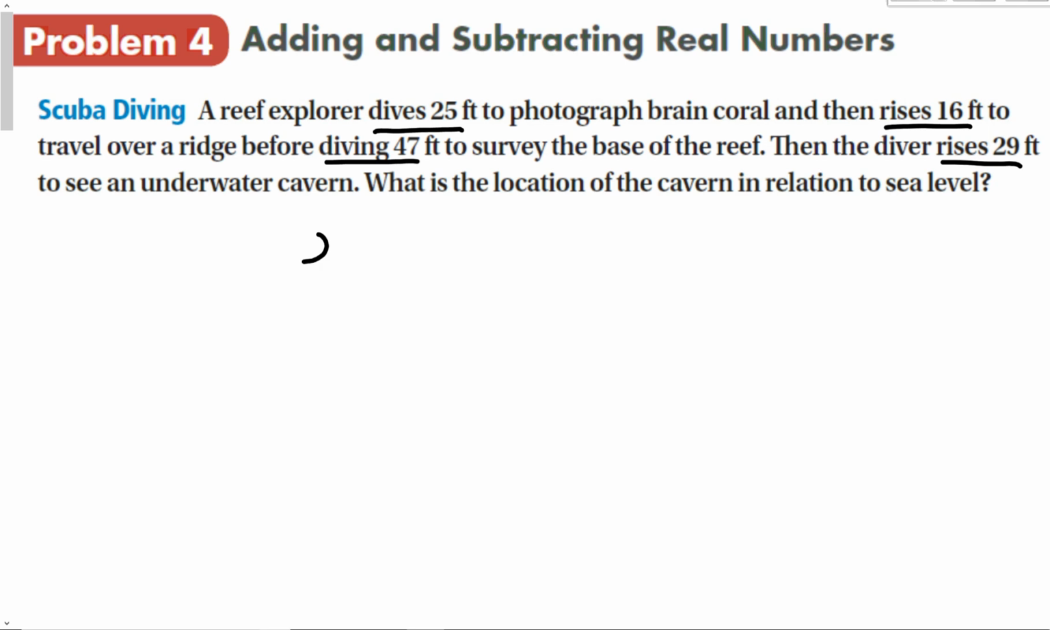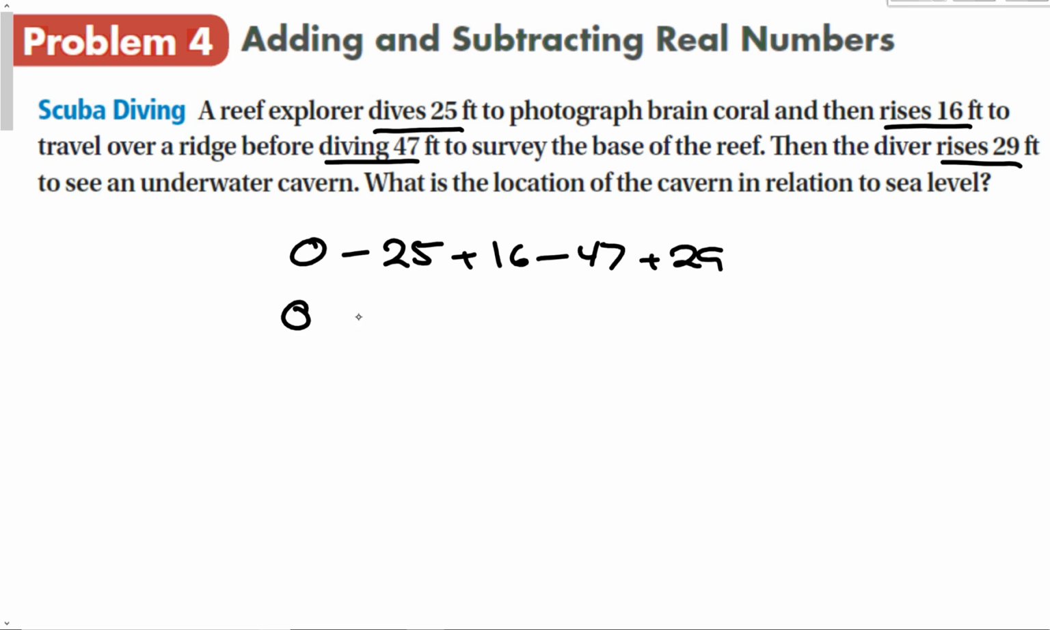Well, we're starting at 0. That's our sea level. And we're going to dive down, so that's going to be minus 25. We're going to go down. Then we're going to go back up 16 feet. Then we're going to go back down 47 feet. And then we're going to go back up 29 feet. Okay? So if I wanted to, I could just go straight across.